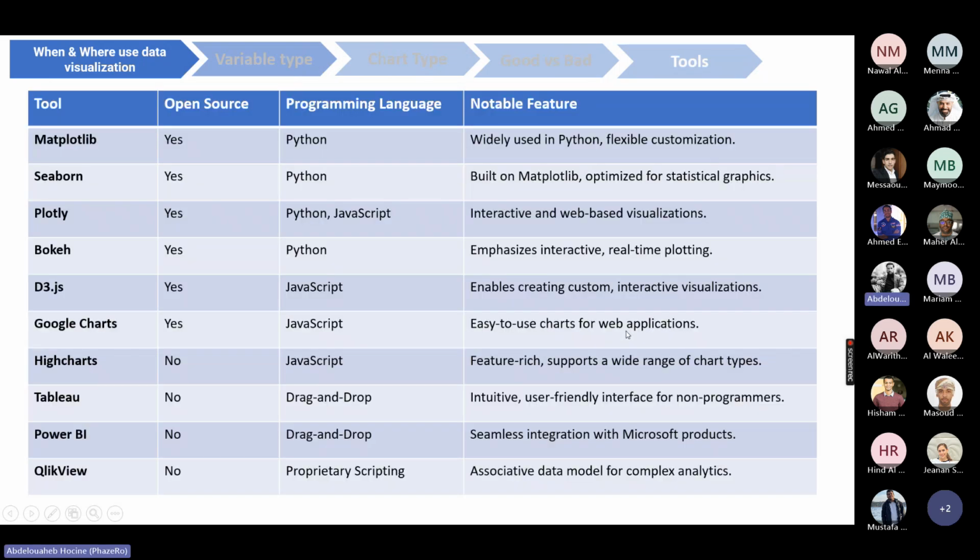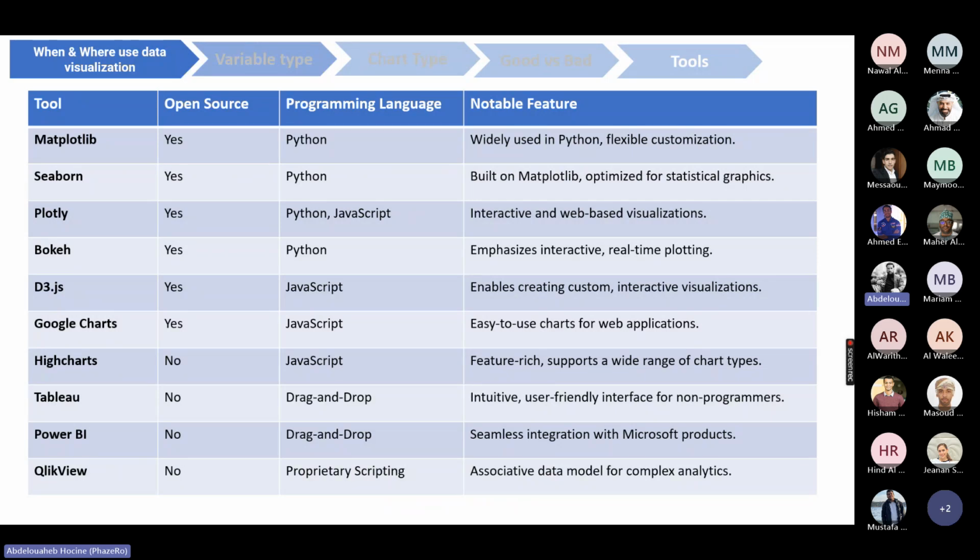Yes, the tools. We chose some of the most common tools, and we divided them by open source or not, and the programming language of each one. Matplotlib, Seaborn, Plotly, Bokeh, and D3.js. These are for JavaScript and Python, as we can see in our table.